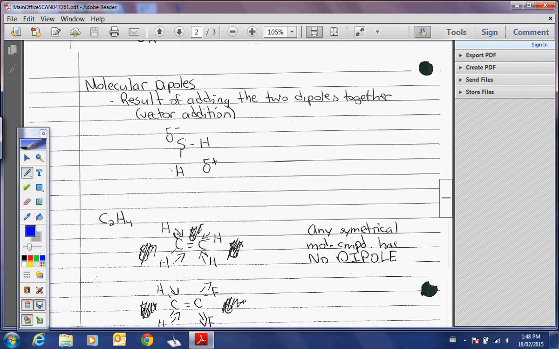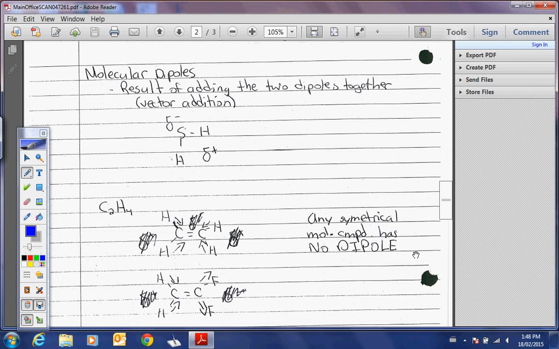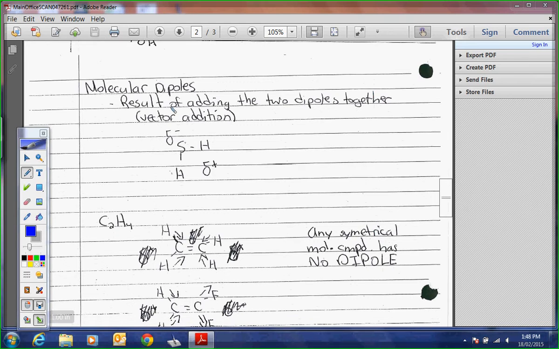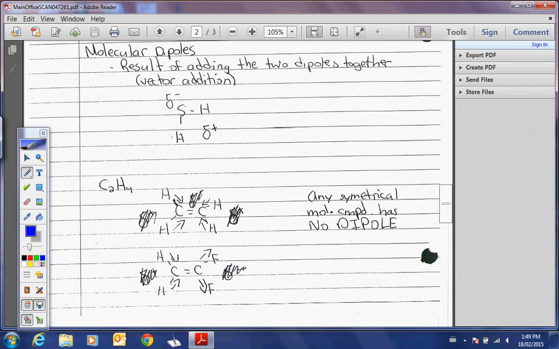Okay. So molecular dipoles are the result of adding the two dipoles together, like vector addition, and you end up with the S being relatively negative, and the region between the H's being relatively positive. Or sometimes they'll draw it with the delta plus on both hydrogens, two of them. Okay?